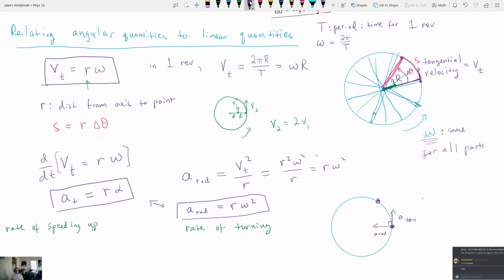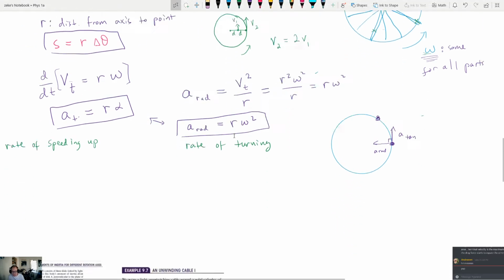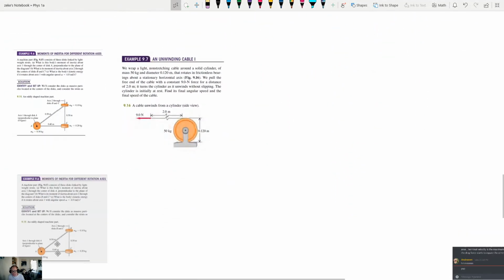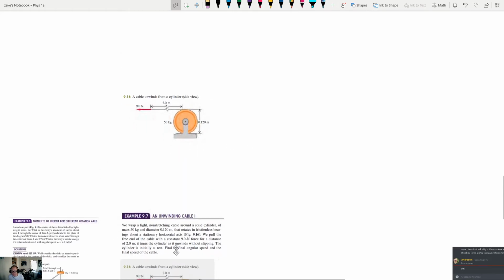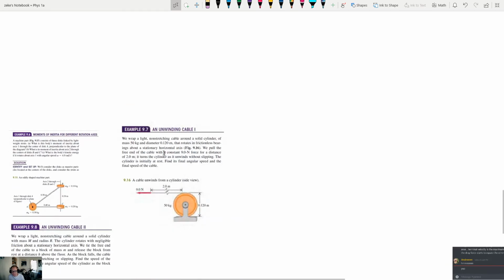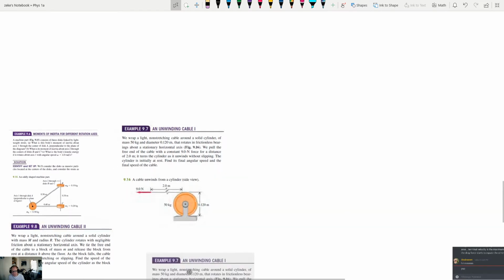Okay, so these three ideas are going to be pretty useful to us, and this one's always useful as well. So that's the relation of angular quantities to linear quantities. Anyone have any questions about those definitions? Okay, so the next thing to talk about is energy. Didn't leave nearly enough room here.